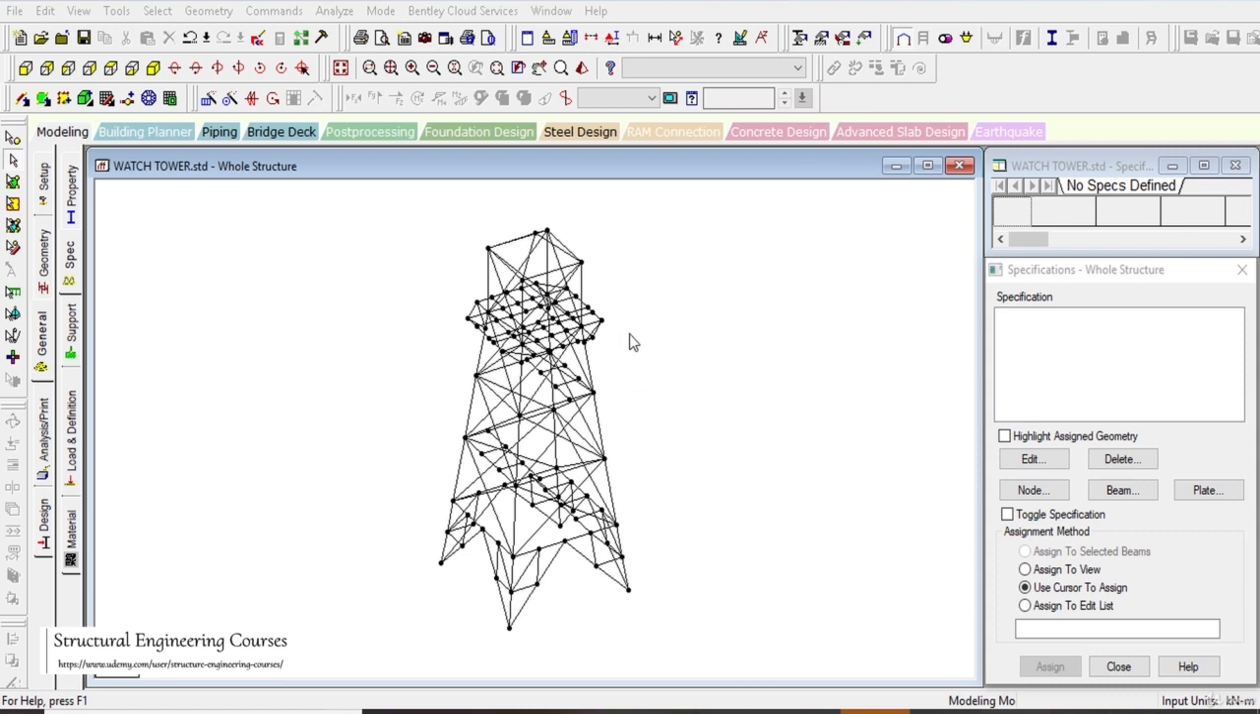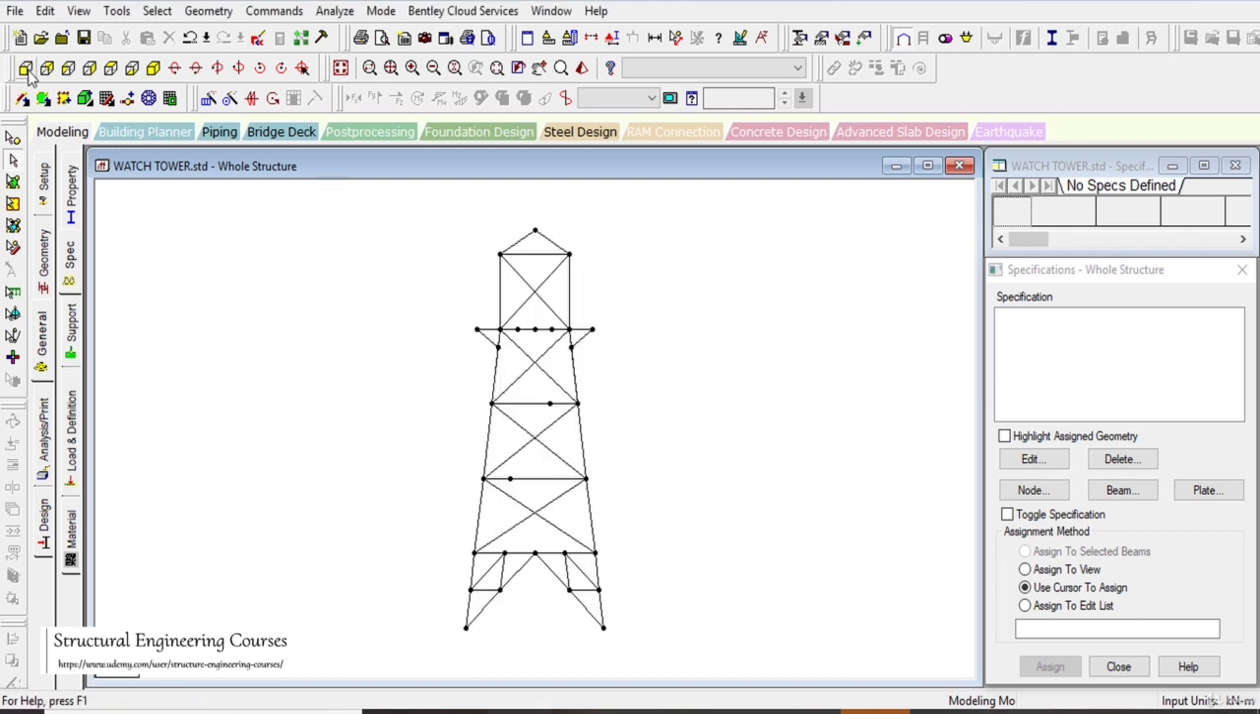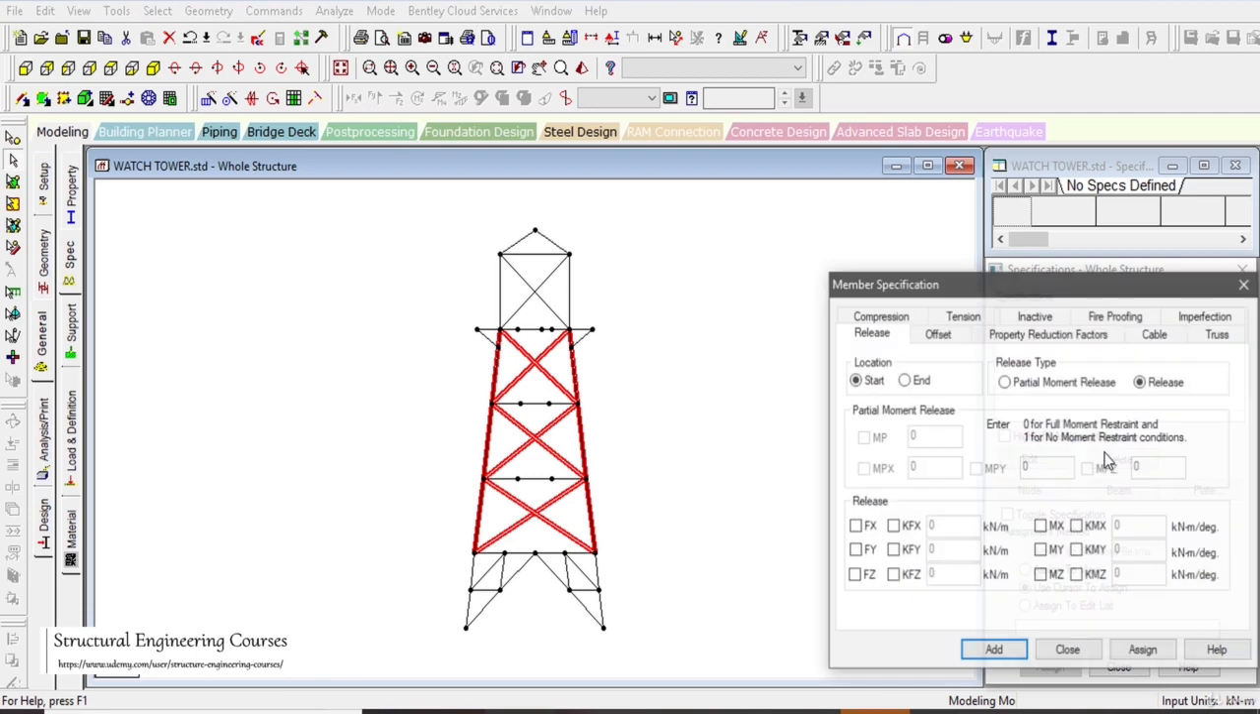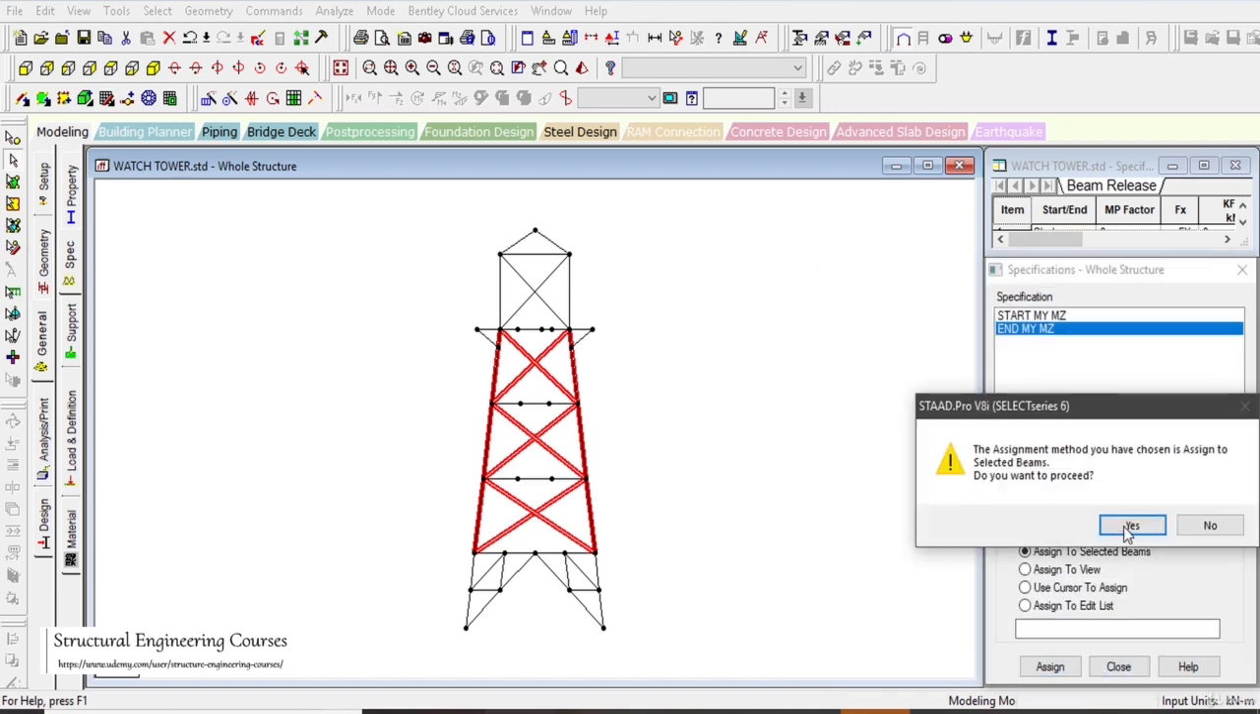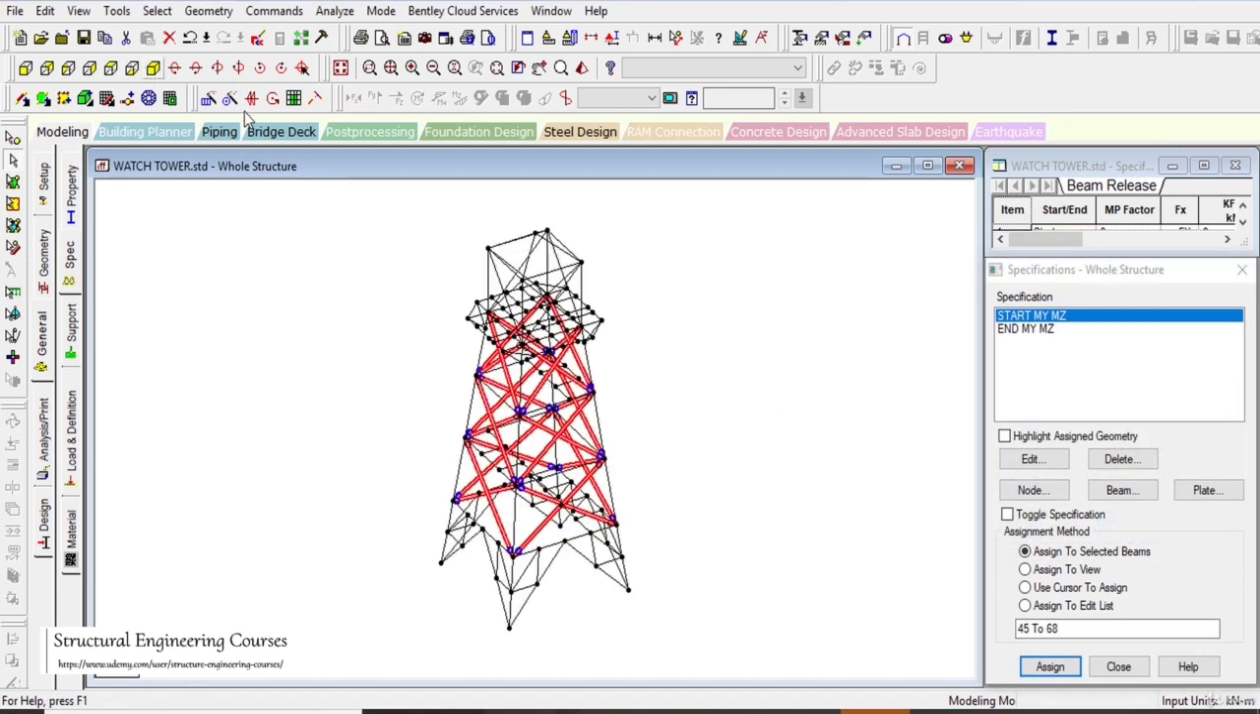So understanding specification is also very important for good modeling practice in the STAAD software. So first of all, what we can do is that we can just select all the bracings here, and we can go to beam, release, MY MZ, at starting point, and again at the end, MY MZ. So we can assign the release to both of these members here.